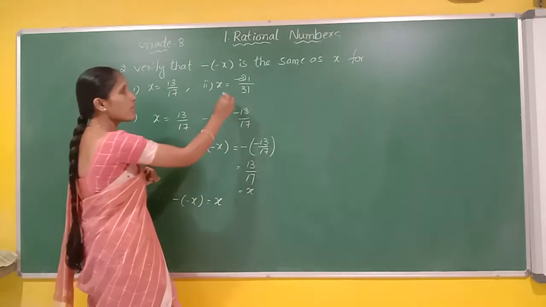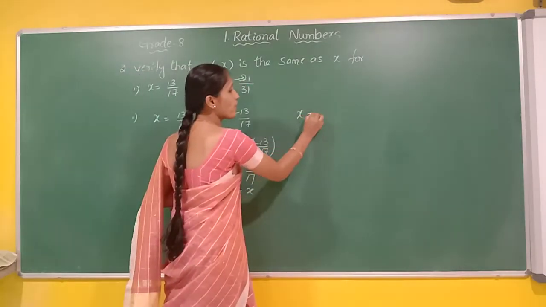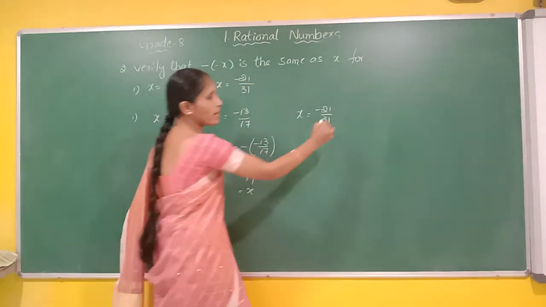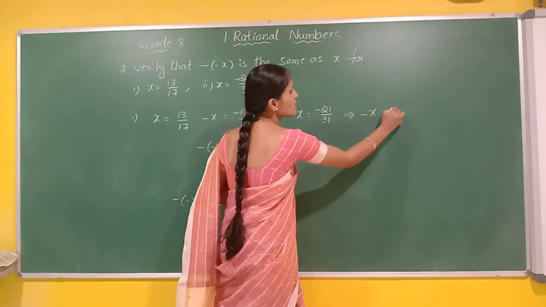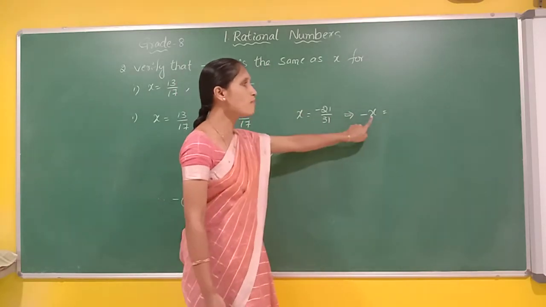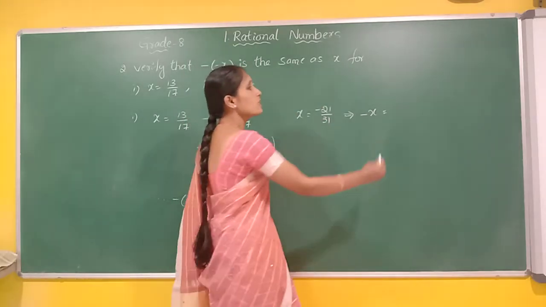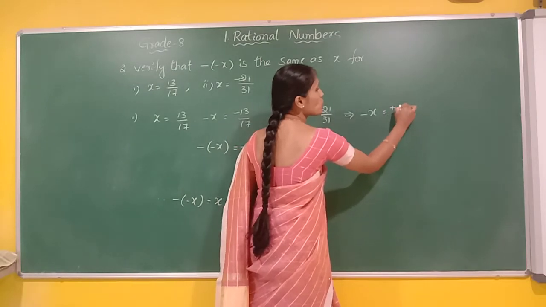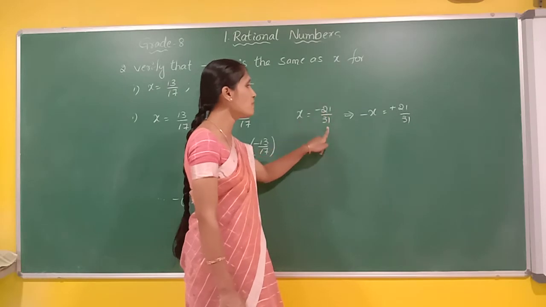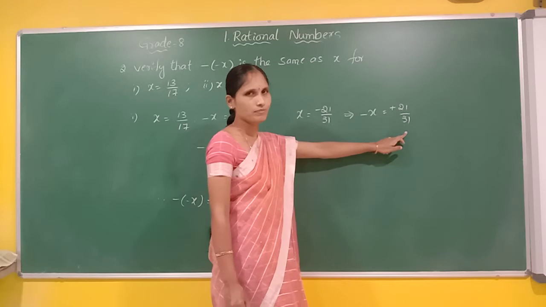Another one. The x value is equal to minus 21 by 31. The given value of x is equal to minus 21 by 31. Now write the value of minus x. That is nothing but the additive inverse of x. Additive inverse of x is minus x. What is the additive inverse of minus 21 by 31? That is plus 21 by 31. Additive inverse of minus 21 by 31 is equal to 21 by 31, that is plus 21 by 31.